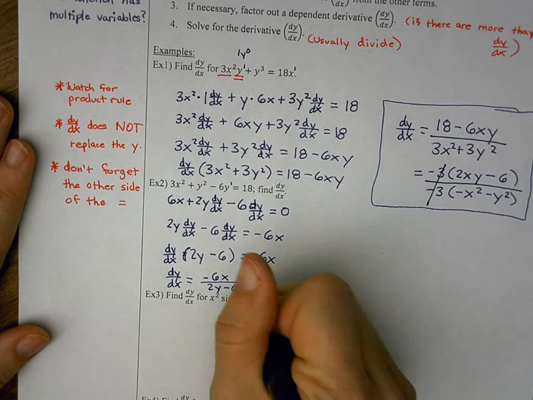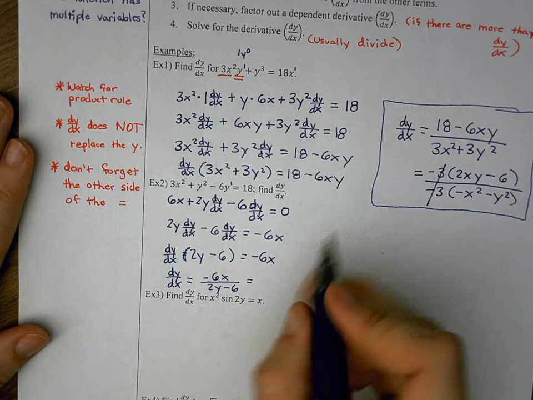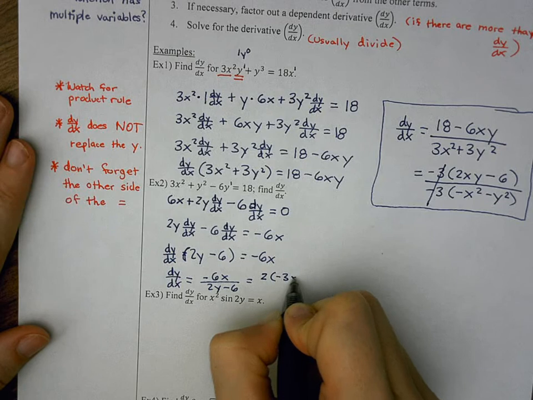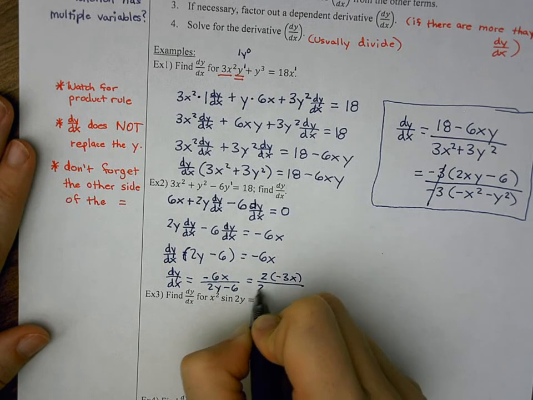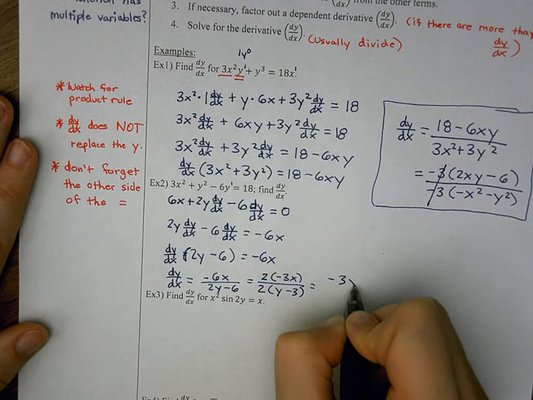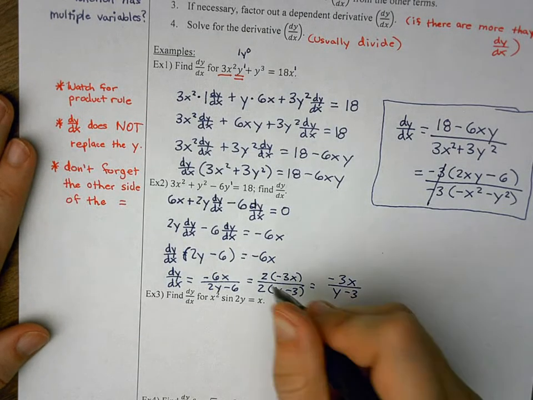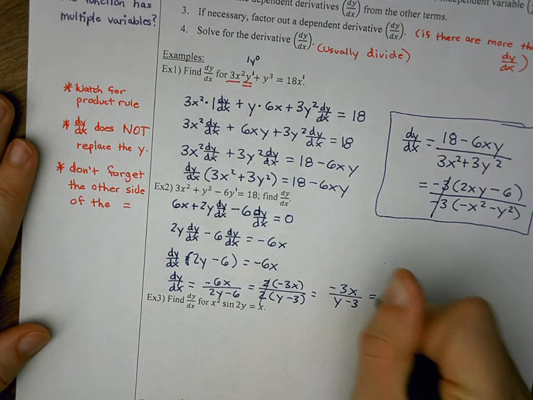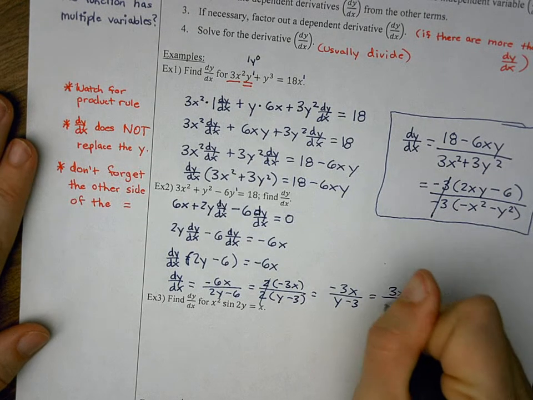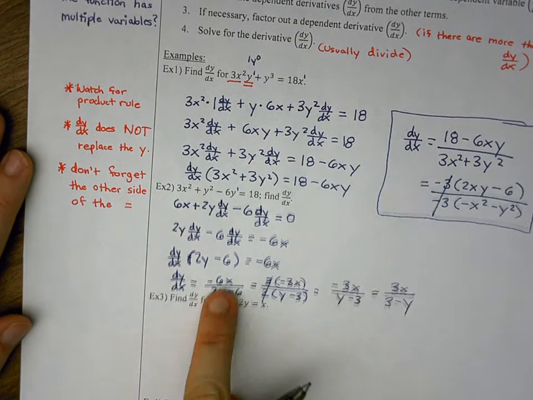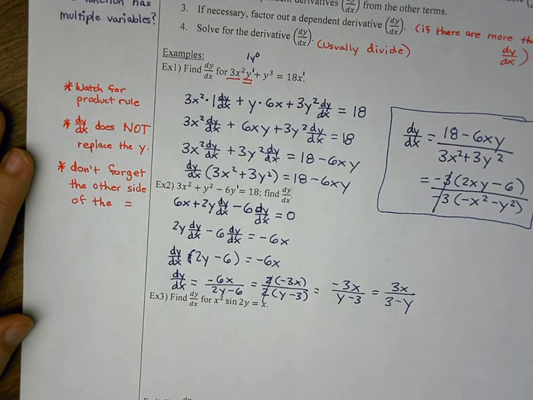Other things that might have happened, they might have factored out a 2 and simplified that. So maybe gotten negative 3x over y minus 3. Or maybe they factored out a negative 2. And if they had factored out a negative 2, this would be 3x over 3 minus y. Okay? So other forms that the answer could show up in.